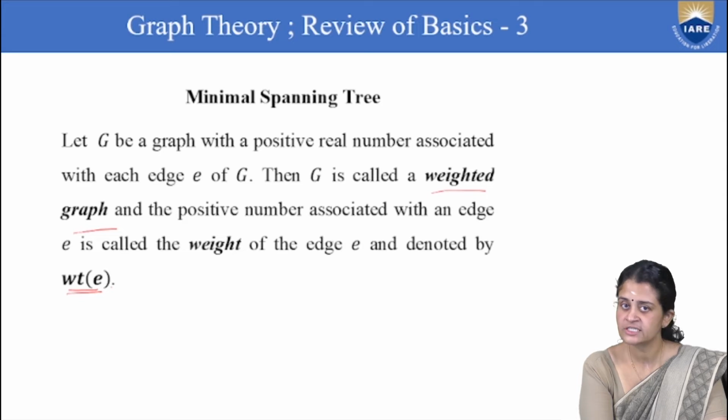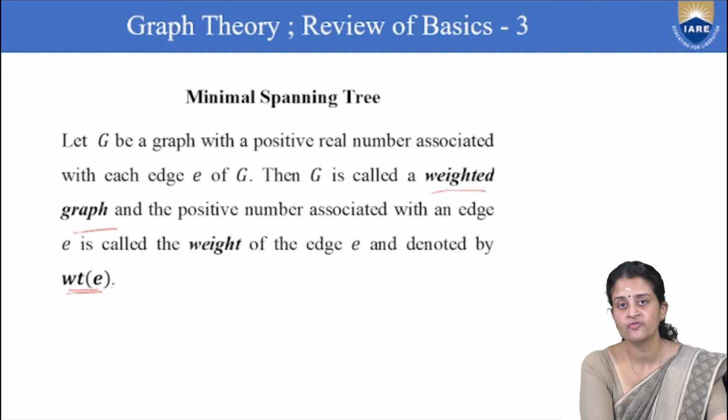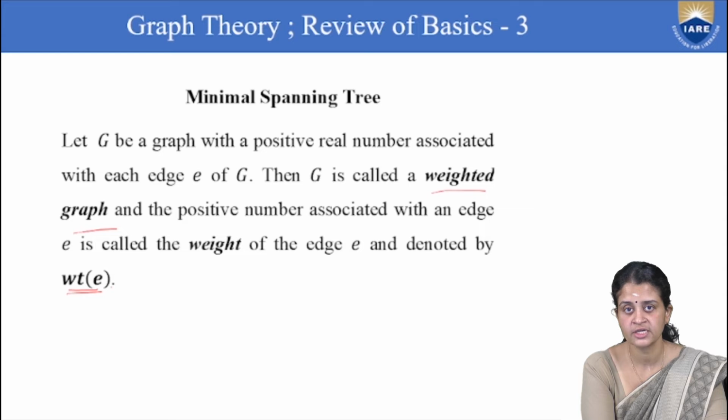Weighted graph, and what is the weight? Every edge is assigned a positive real number. If every edge of a graph is assigned a positive real number, then the graph is said to be a weighted graph, and the positive real number that has been assigned to each edge is called the weight of that edge, and it is denoted by Wt of E. If E is the edge that we are considering, and a weight is assigned to that, suppose I have a graph like this.